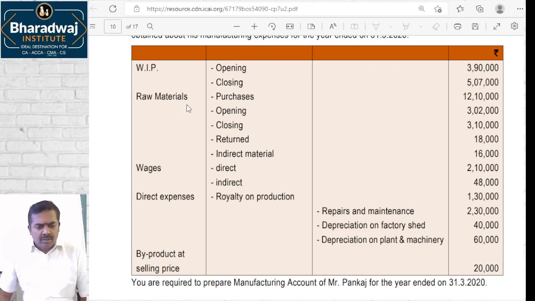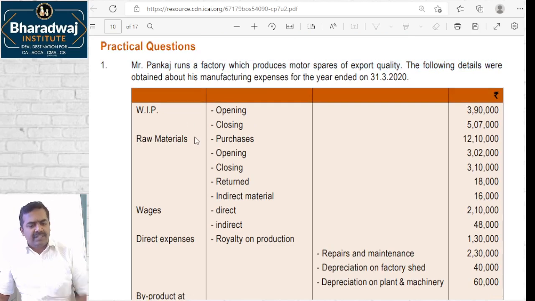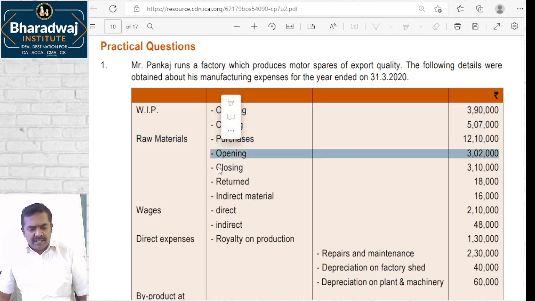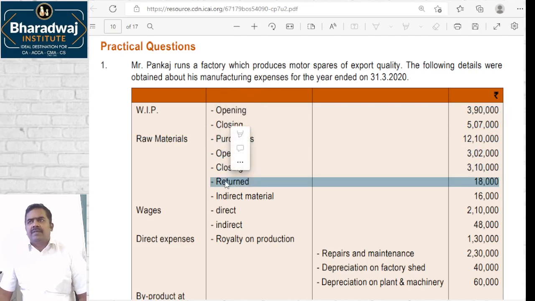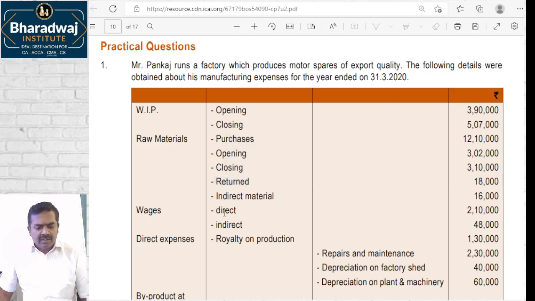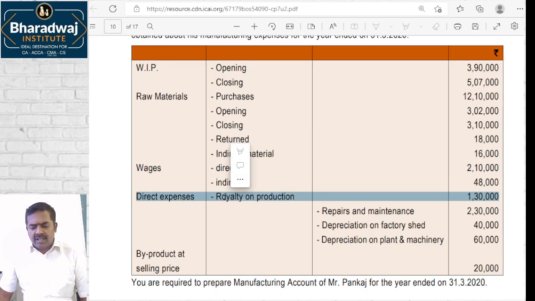Okay, look at this. We will not work out the problem, we will just see the solution. We will just first analyze it. WIP, opening and closing, where will it come? Manufacturing account. Raw material, opening stock plus purchases minus what? Closing stock minus returned material, it will come in which account? Manufacturing account. Wages will come in which one? Manufacturing account. Direct expenses, royalty for production will come in the manufacturing account.